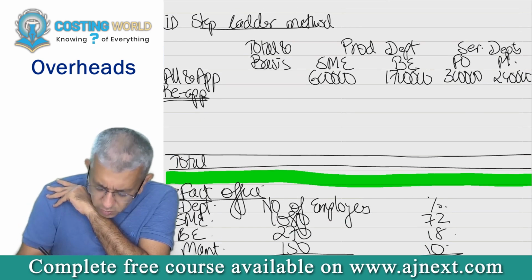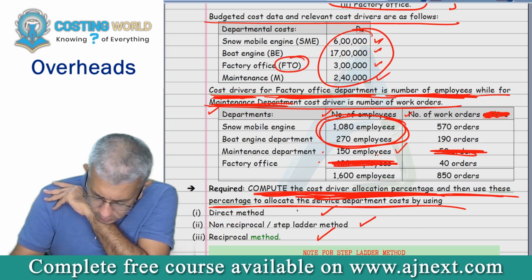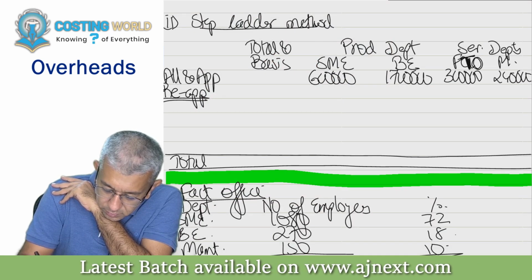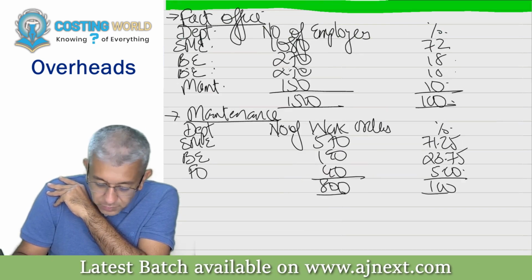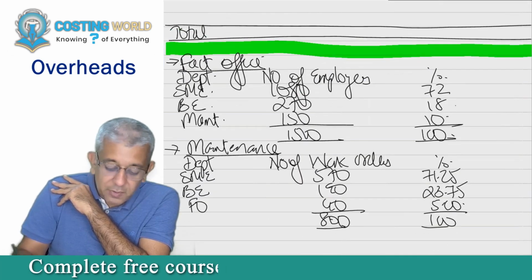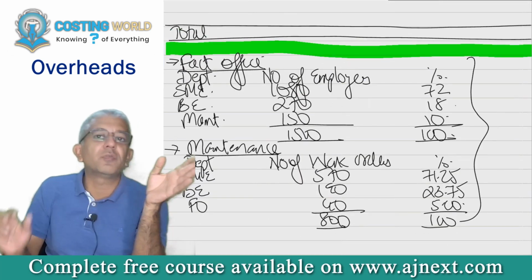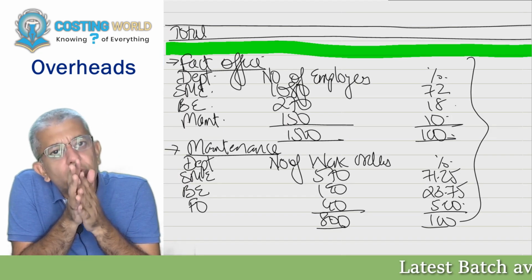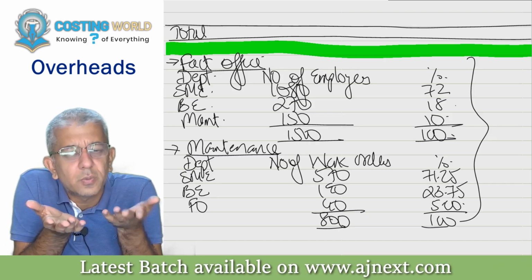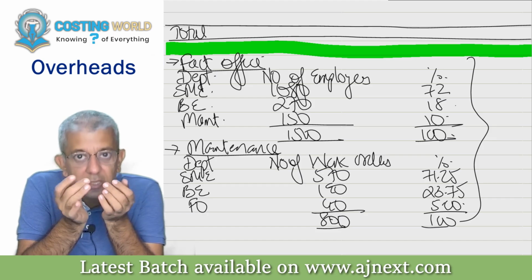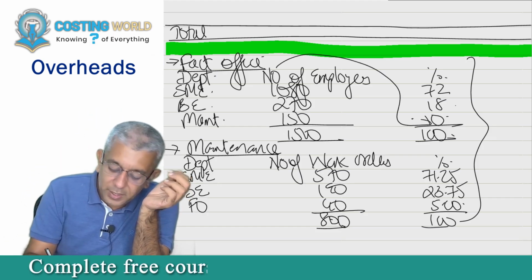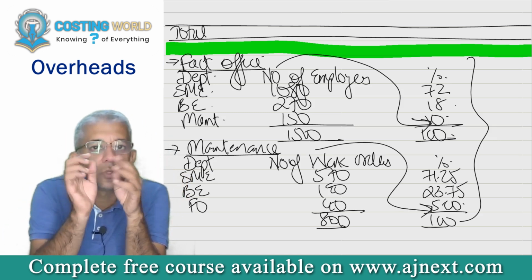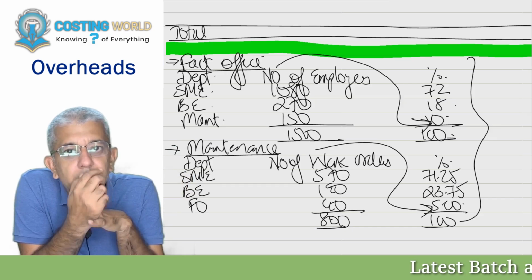This is FTO. I think they have written the short forms over here only. That's okay, fine. Listen, now see. If you think of this and of the previous lectures that you all have done, you will start to realize, sir, this question we should have solved using reciprocal method only. Why? Because factory office serves maintenance to the extent of 10%, whereas maintenance serves factory office to the extent of 5%. You understood what I told you?